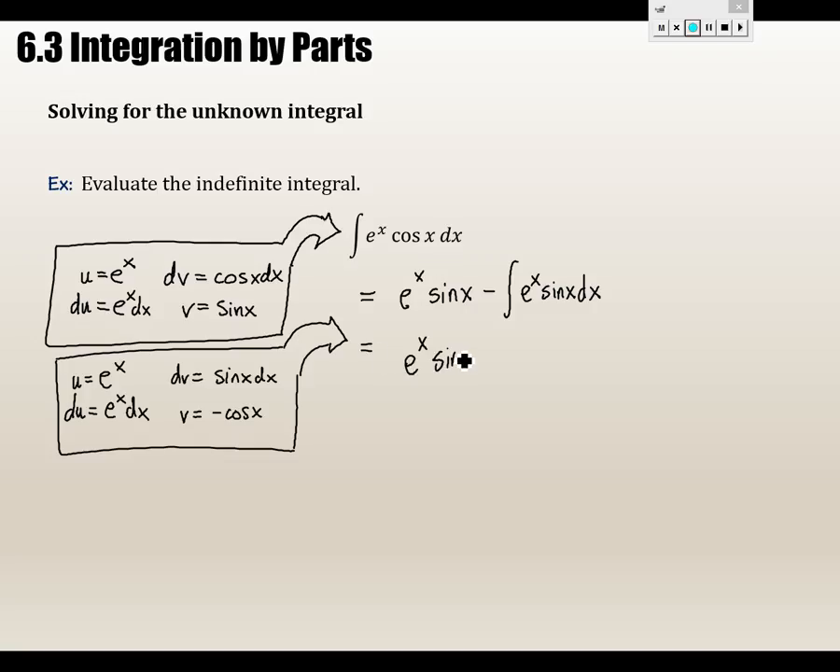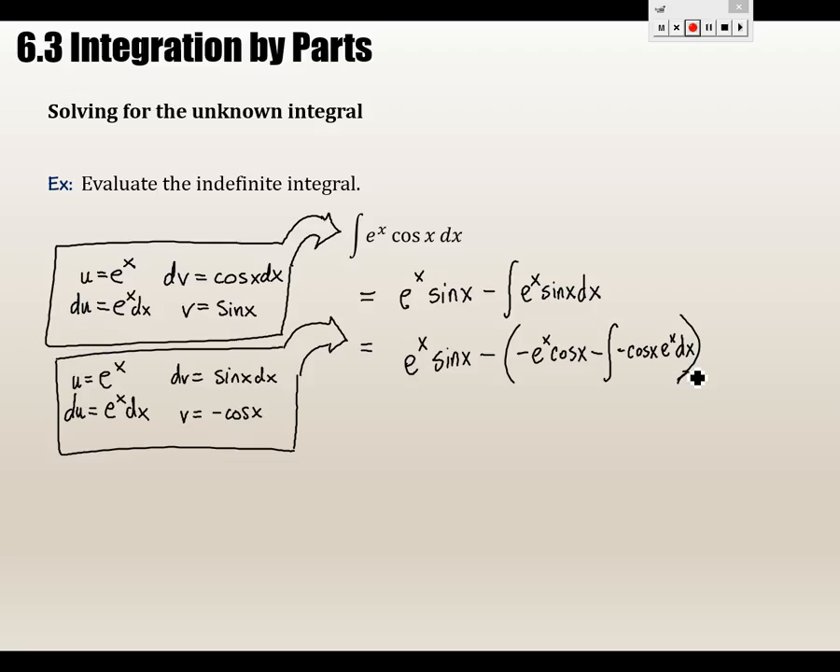All right, so we have this integral. We'll substitute now with uv minus the integral of v du. Okay, let's hit pause for a second and make sure you're following all that. It's just integration by parts twice, right?